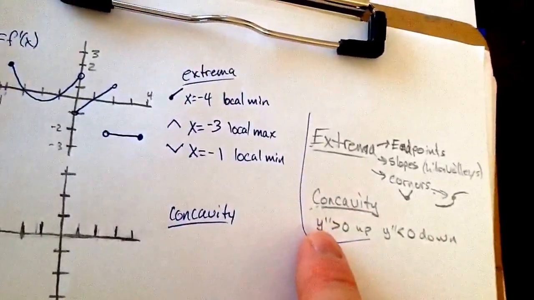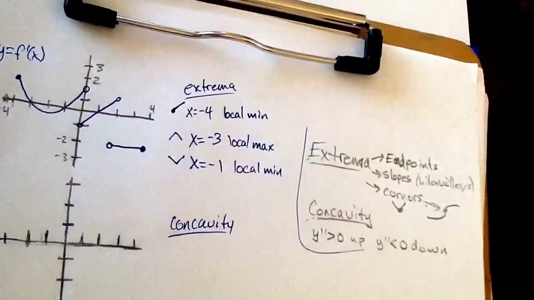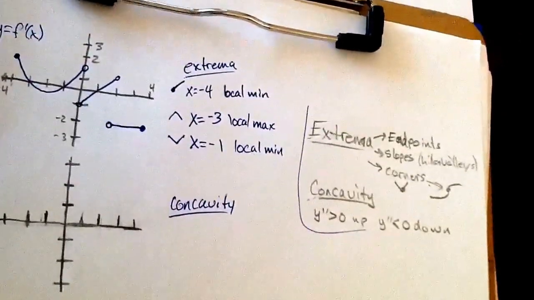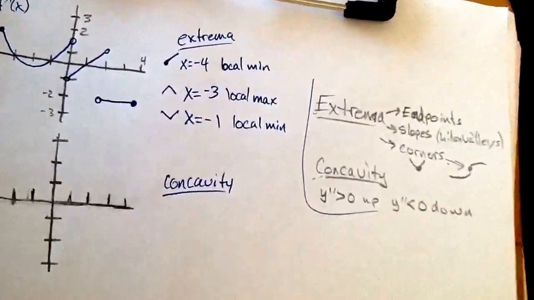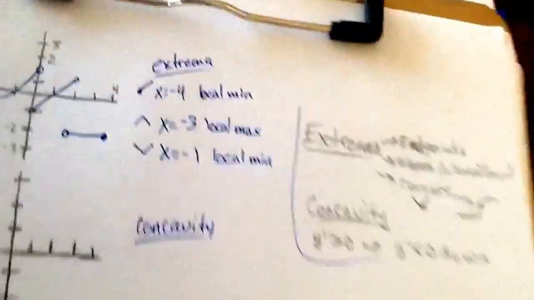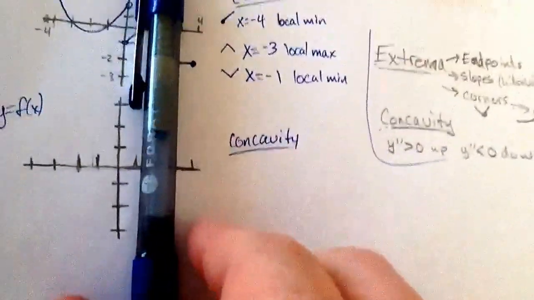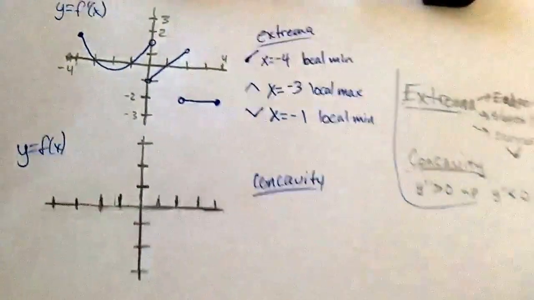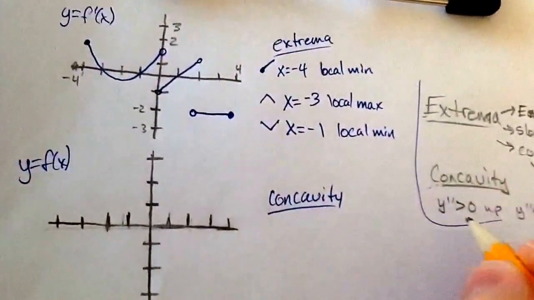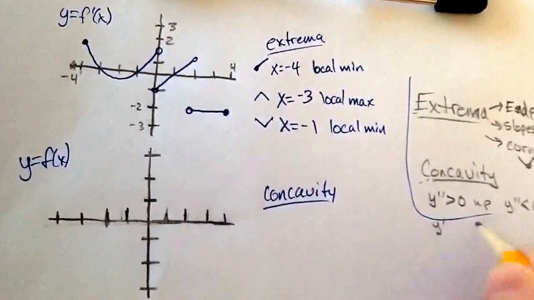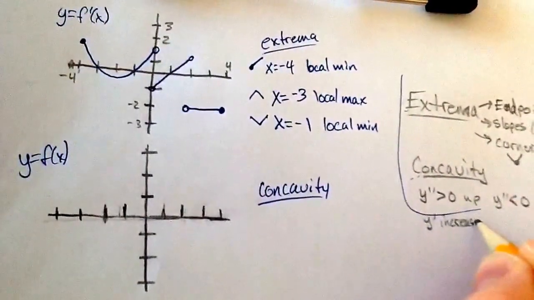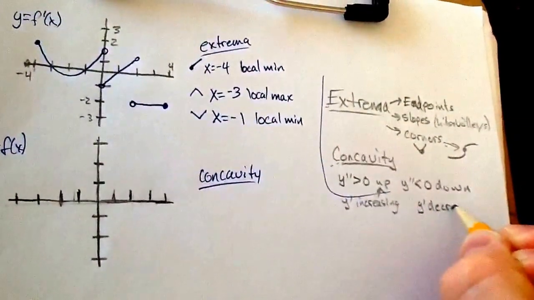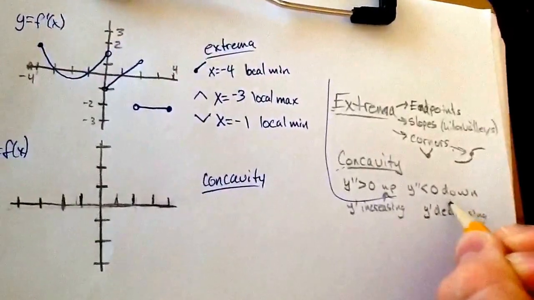Remember, the second derivative is kind of like the slope of the slope graph. I remember the best way to explain it is concavity. If it's concave up, the slope is increasing, right? The original is concave up; concave down, the slope is decreasing. So if y prime is increasing, because that's our slope, that's concave up. If y prime is decreasing, it's concave down.